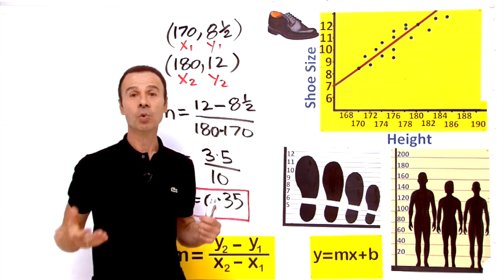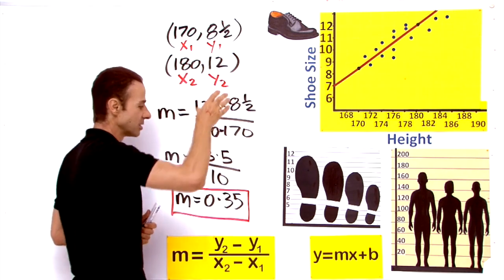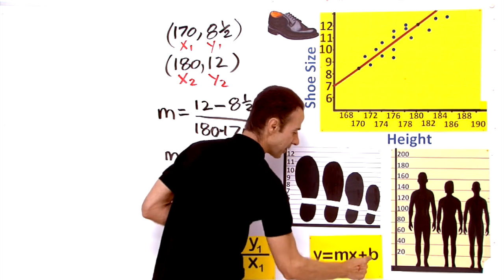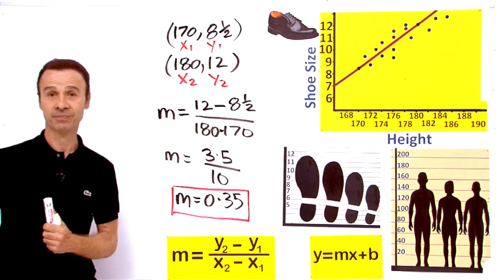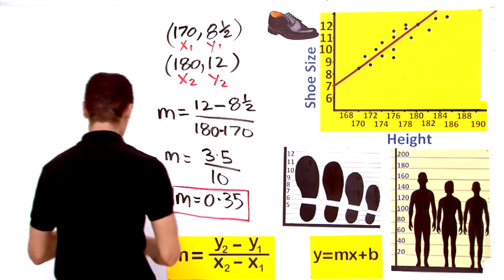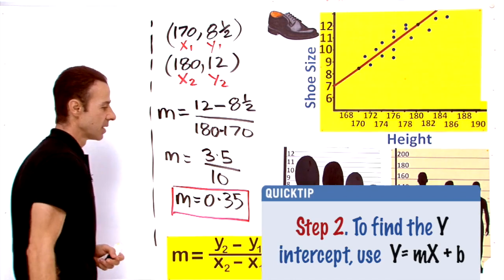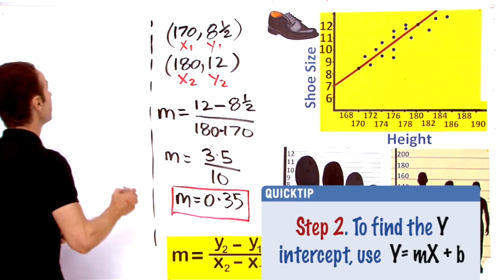So what do we use? Well, we need to substitute any one of these points into this formula here to find the unknown y-intercept b. Okay, that's what you do. You use the formula. So let's go ahead and do that. So let me just put a little boundary there. So let's use y equals mx plus b.